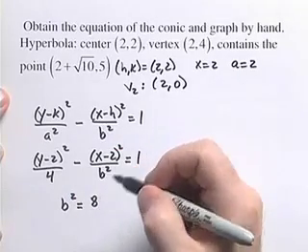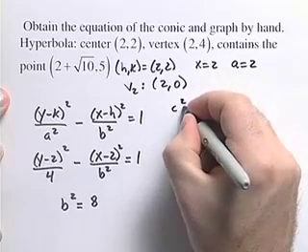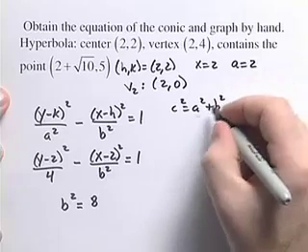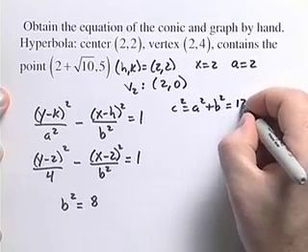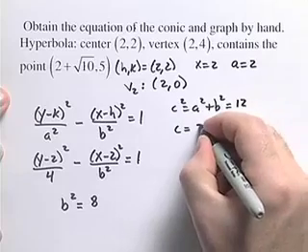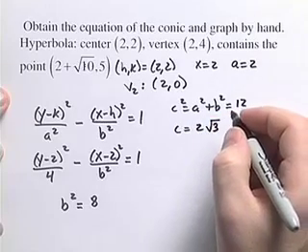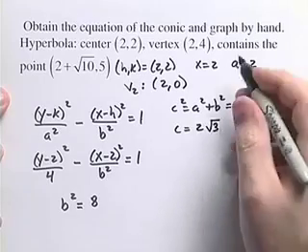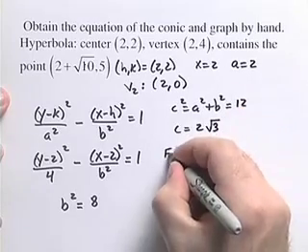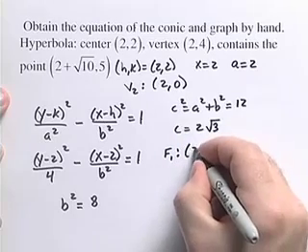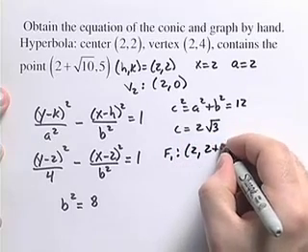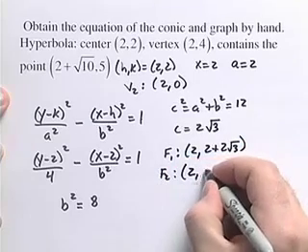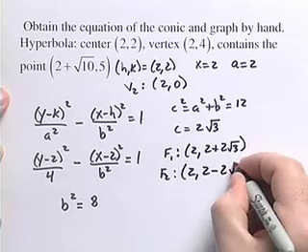We can use that to find our value for c. Since c² is equal to a² plus b², a² plus b² is going to give us 12, which means that c is equal to 2 times the square root of 3. Therefore, the foci are 2√3 units above and below the center. So we'll get one focus at the point (2, 2 + 2√3), and our second focus will be at the point (2, 2 − 2√3).